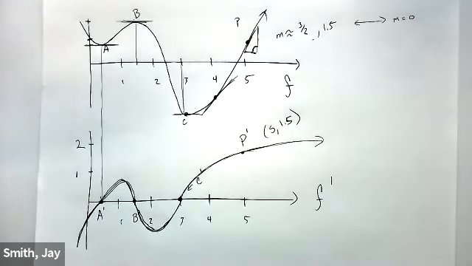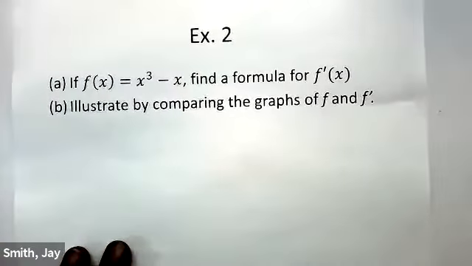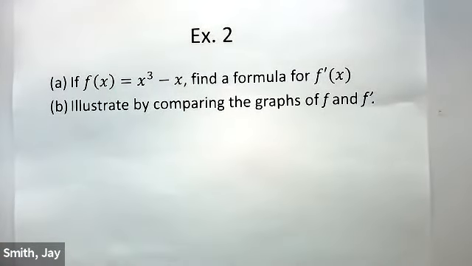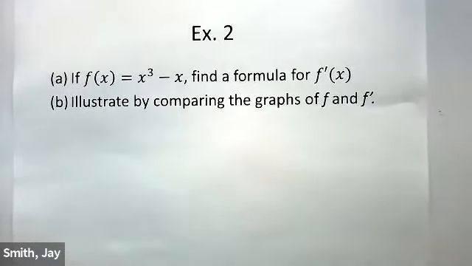All right, example 2 is a first opportunity for us to show that these characteristics hold true with something that we're used to, and by something, I mean functions that we're used to dealing with. So in example 2, it says if f of x is equal to x cubed minus x, find a formula for f prime of x. And part B, illustrate by comparing the graphs of f and f prime.